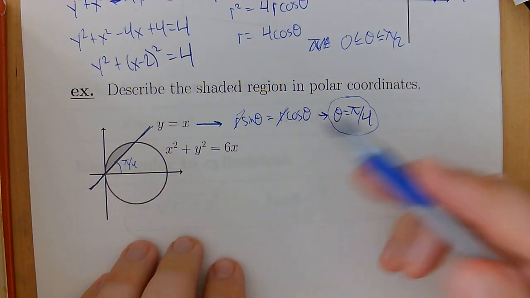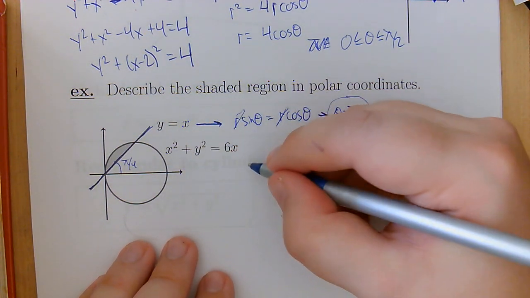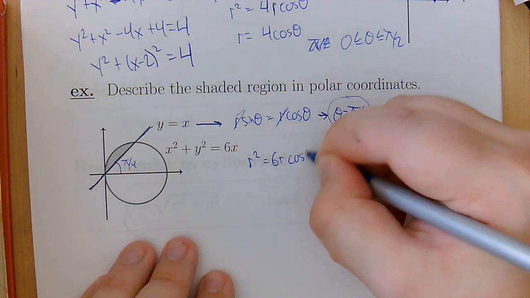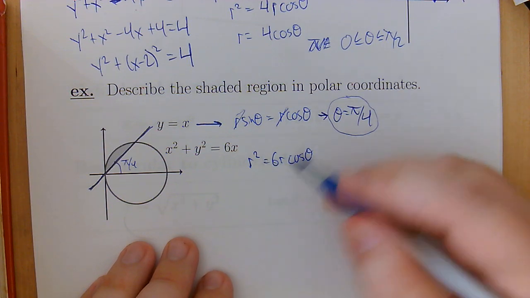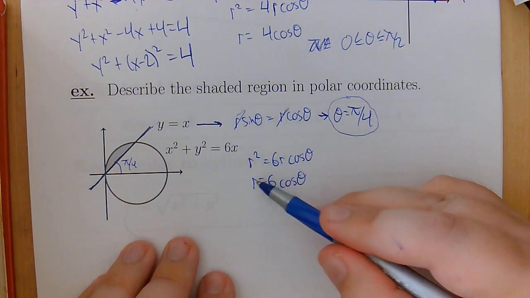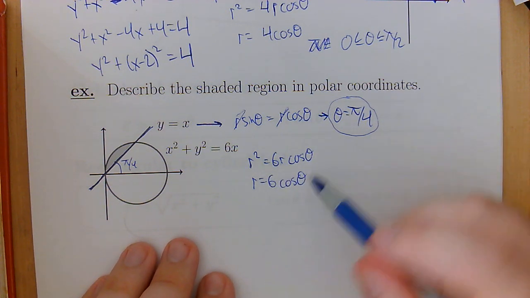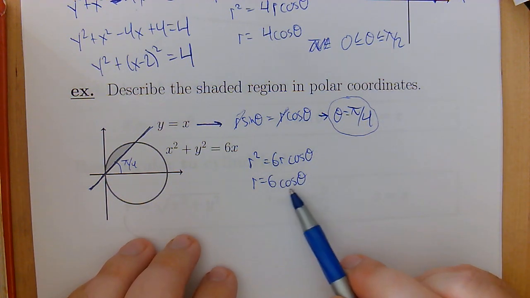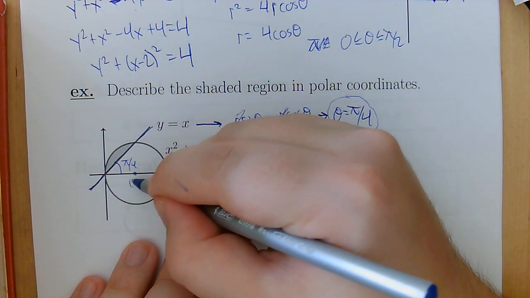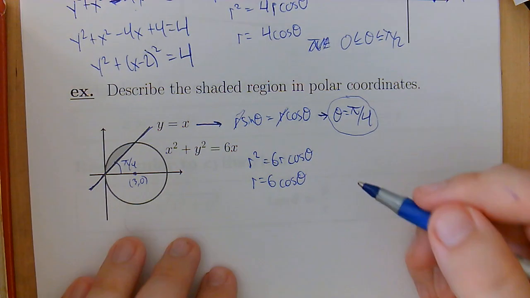All right, now what is this going to be? Well, if I turn everything to r's and thetas, I end up with this, and then if I cancel out an r, I have this right here. r is 6 cosine of theta. Now remember, this represents a circle of radius 3 centered at the point (3, 0). So that's what this is going to be.